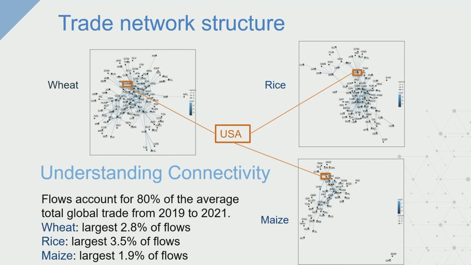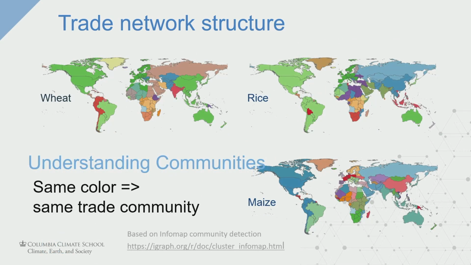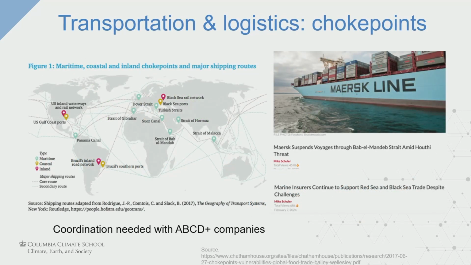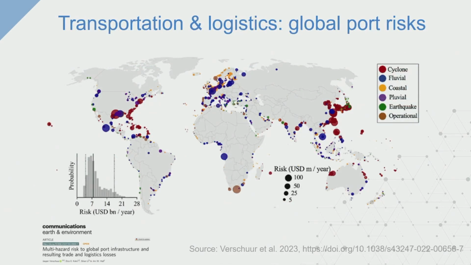Other network analysis, network science, this understanding the connectivity of countries in the global, understanding communities and how they vary by different commodity. These are important things. And then transportation and logistics choke points. We know there was a disruption to the Red Sea, and the Houthi rebel group's been shooting at some of the cargo ships. That's a potential choke point in the transportation of food and other commodities. And then this was a great study by a group at University of Oxford where they look at risk at global ports being key infrastructure for the movement of food and other commodities.